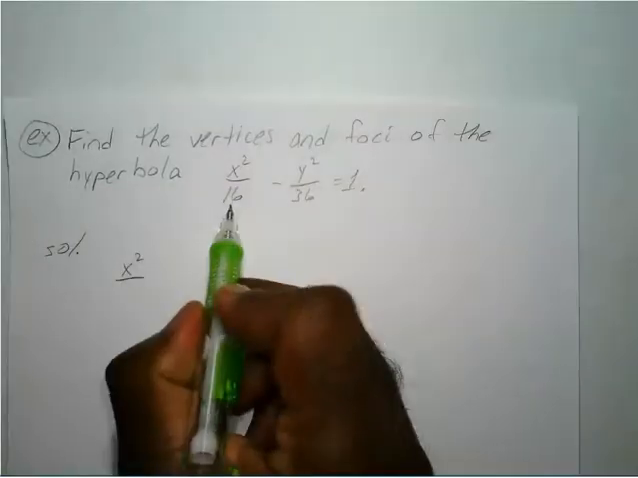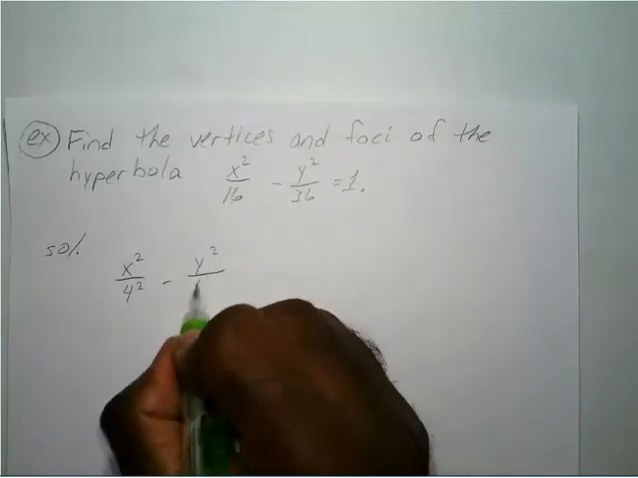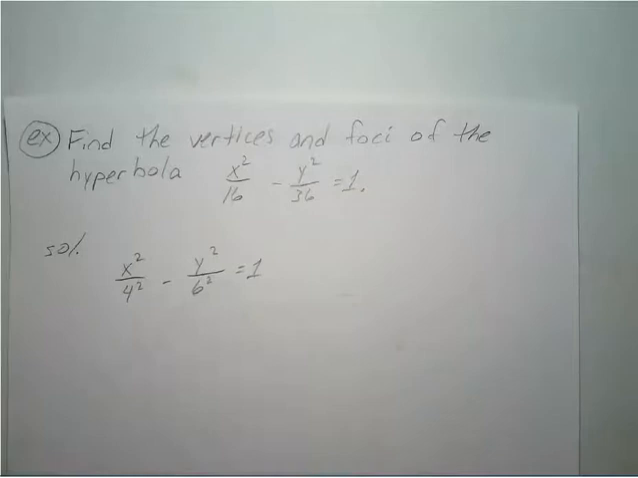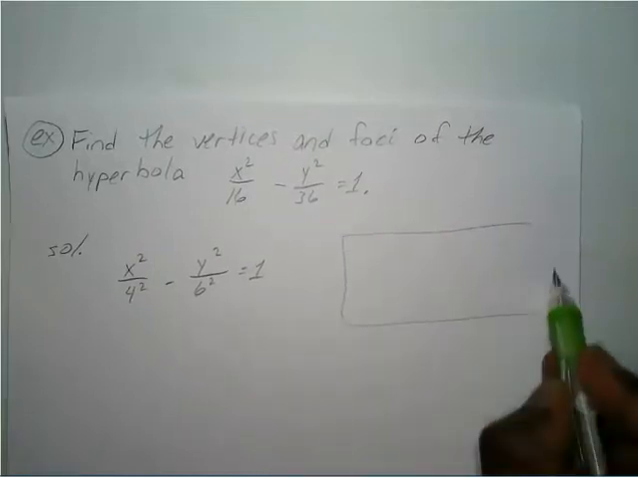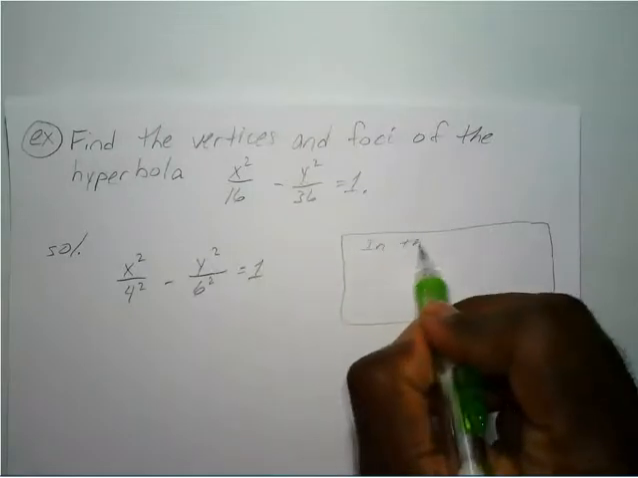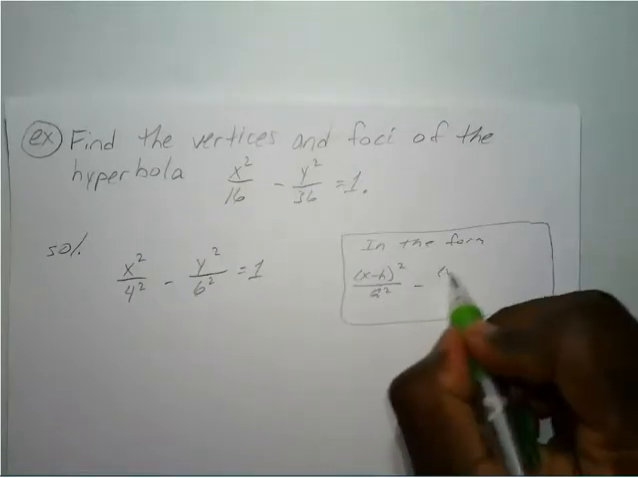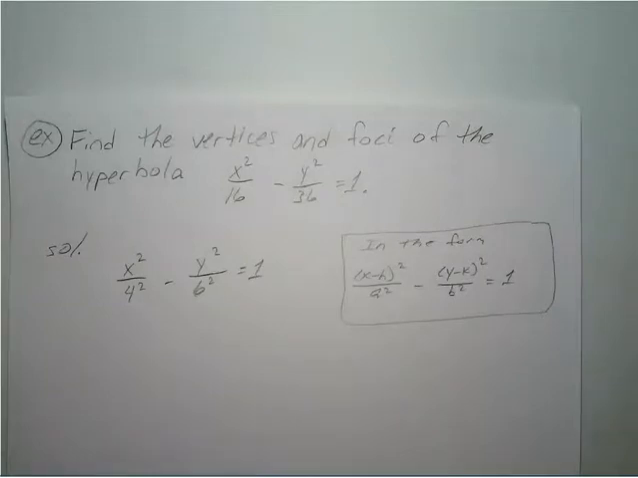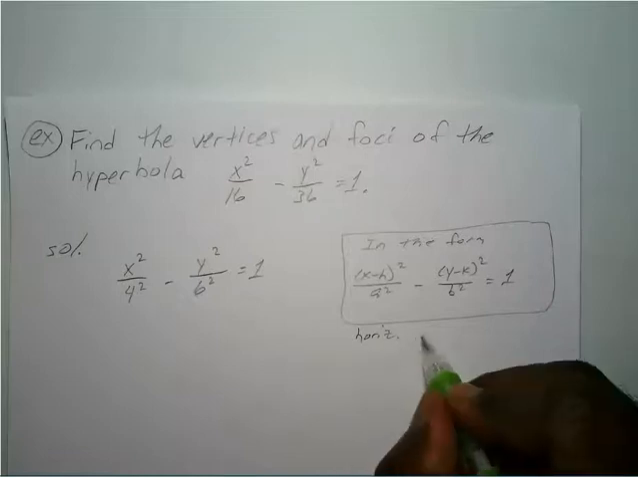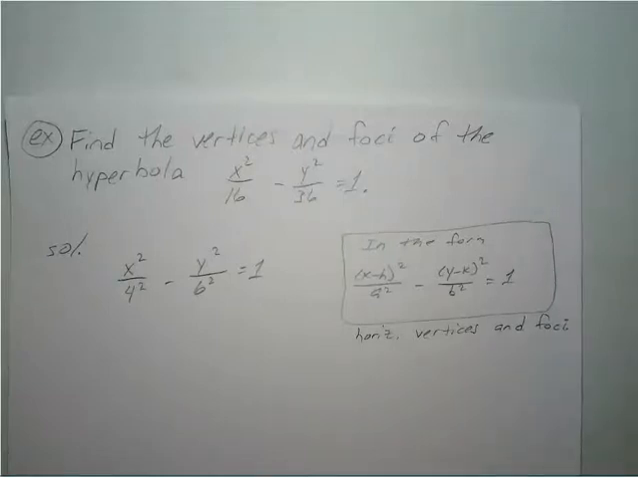So you have x squared over 16, which is 4 squared, minus y squared over 36, which is 6 squared, equals 1. What does this tell you? Same thing it told us up here, but with a little more detail. This is in the form (x minus h) squared over a squared minus (y minus k) squared over b squared equals 1, which means this has horizontal vertices and foci. In other words, it's a horizontal hyperbola.